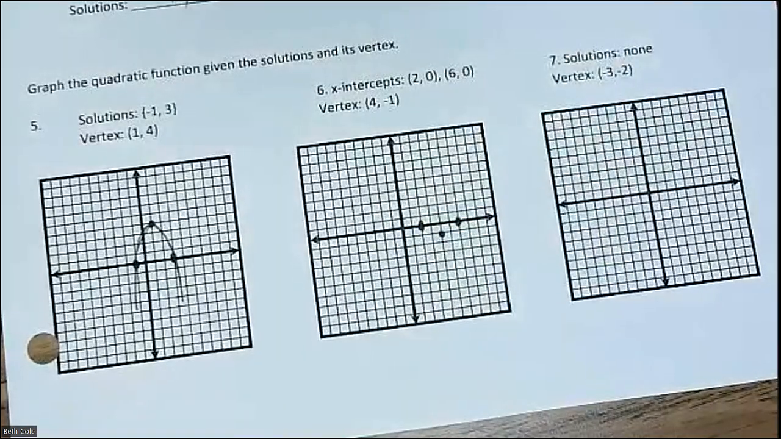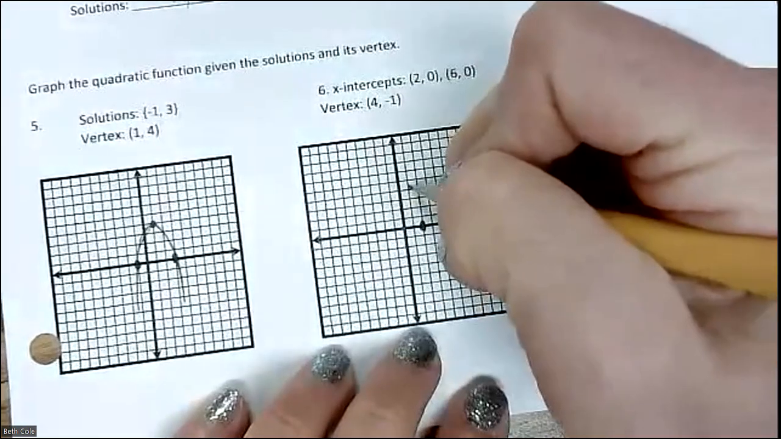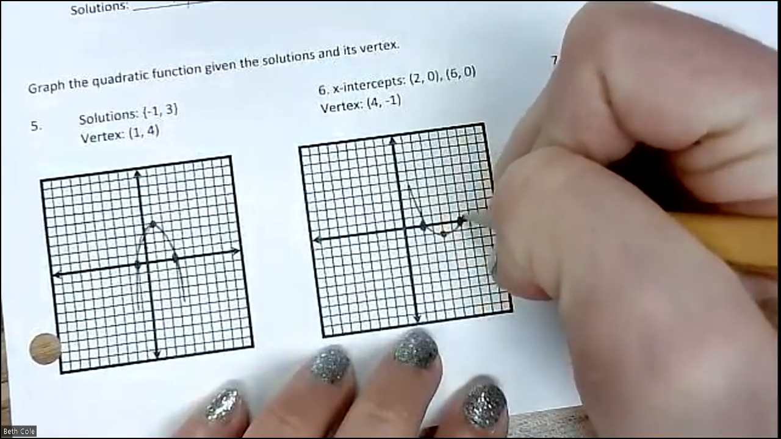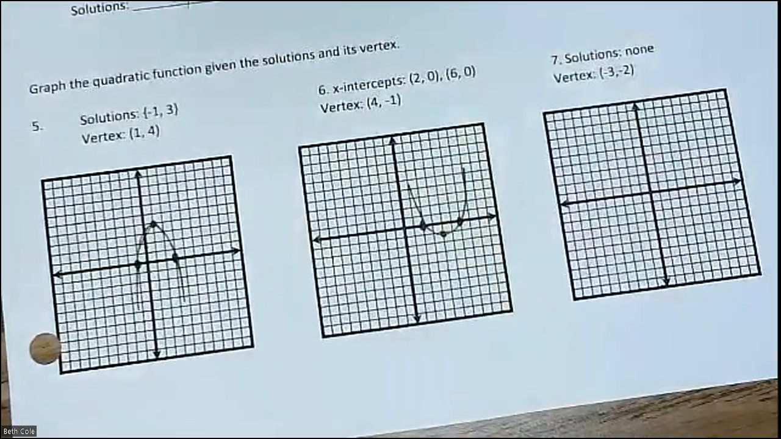And again, it's a U shape, so just connect them and make it be a U shape. Do you guys remember what the U shape is called? Sounds kind of like a disease. Parabola, good.